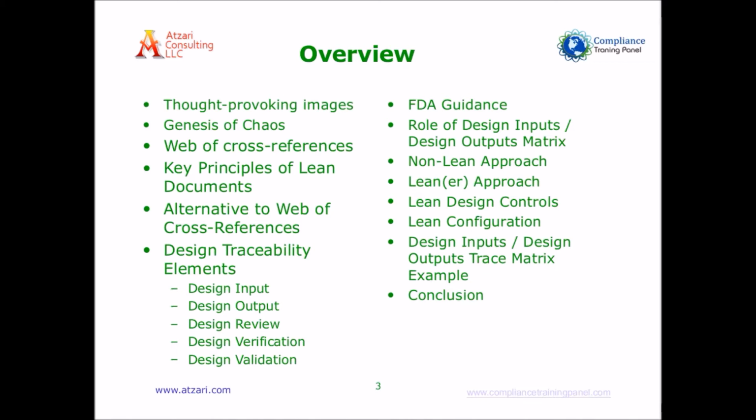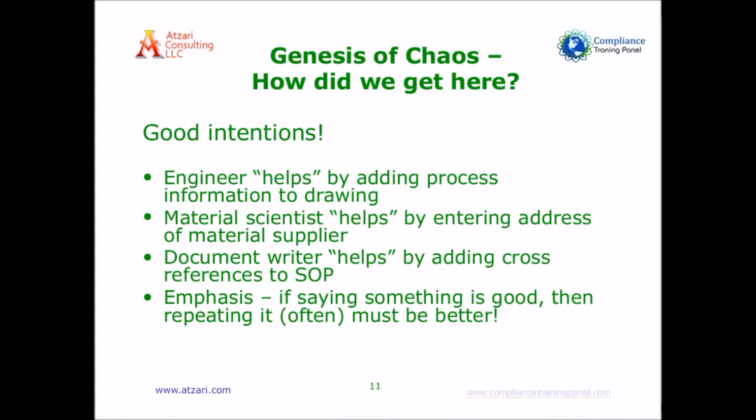And then we're going to talk about the genesis of chaos, which is an apt description for the current state of documentation in most companies I've been in. So how did we get here? How did we get to this chaos that we're in? Because I've now been in small companies, medium-sized, large companies. It doesn't matter. It's the same problem everywhere.